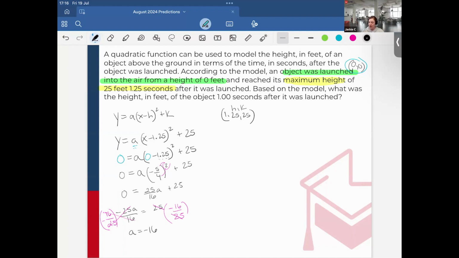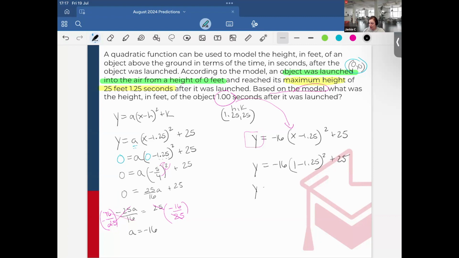Okay, so now I have a. Go back to the original quadratic. So it's negative 16 times (x minus 1.25) squared plus 25. And then the final step is to find, based on the model, what was the height in feet of the object 1 second after it was launched. So now we will just put in 1 for x, and then solve for y. So y is equal to negative 16 times (1 minus 1.25) squared plus 25.